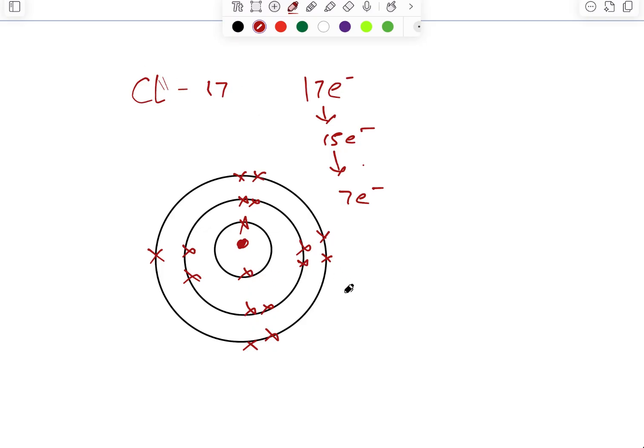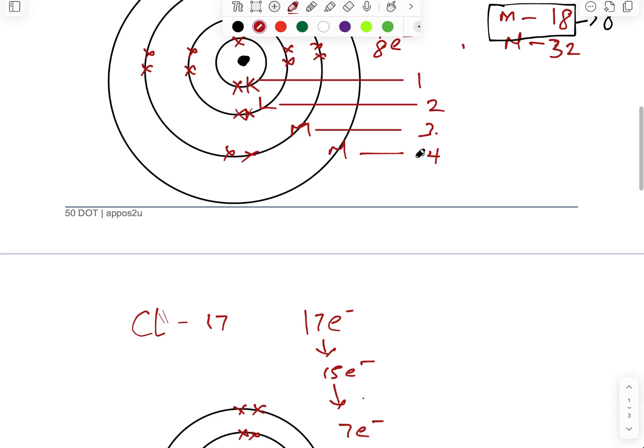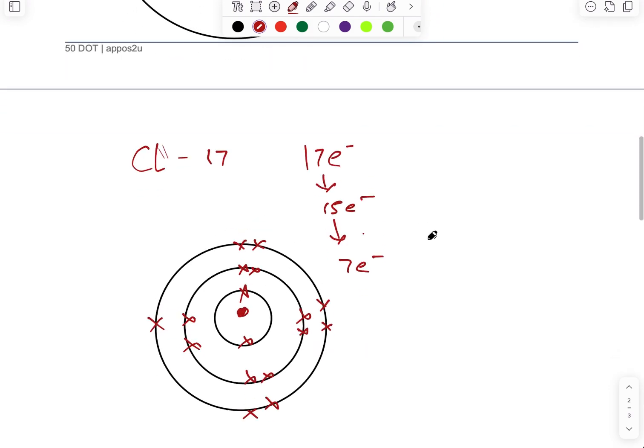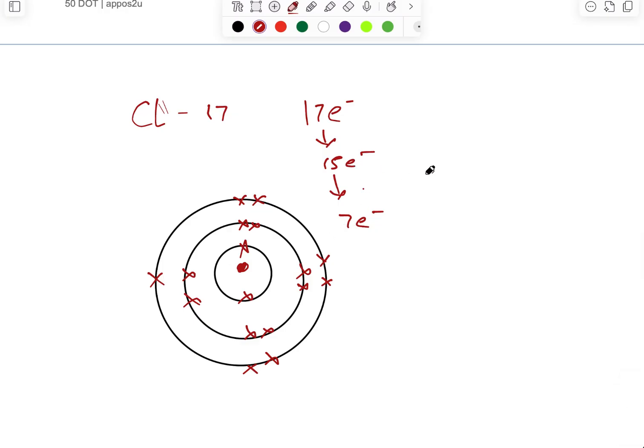So let's continue with this now. Let's do one more. Let's say we want to do it for element number 19. So permit me to just use this. I don't want to draw another one. So if you have 19 electrons, you fill 2 first, you get 17 left. You fill 8 out of 17. What you have left is going to be 9 electrons. So 2 is gone, 8 is gone, so you have 9 left.